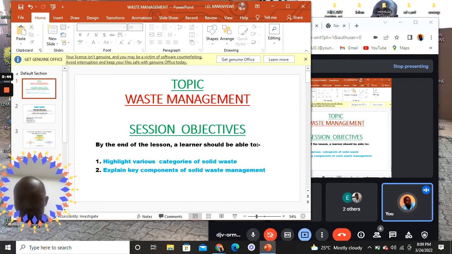So today we are going to study about waste management, and under waste management, some of the objectives that we are expected at the end of the session are: by the end of the lesson, a learner should be able to, one, identify various categories of solid waste, and the second one is to explain the key components of solid waste management.